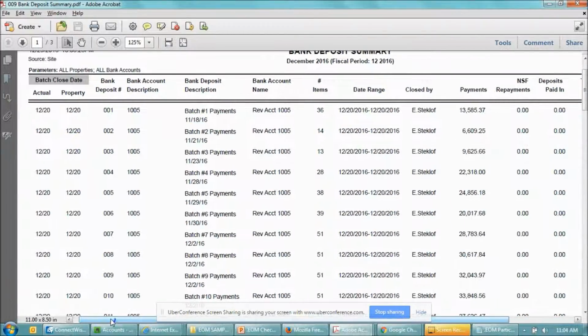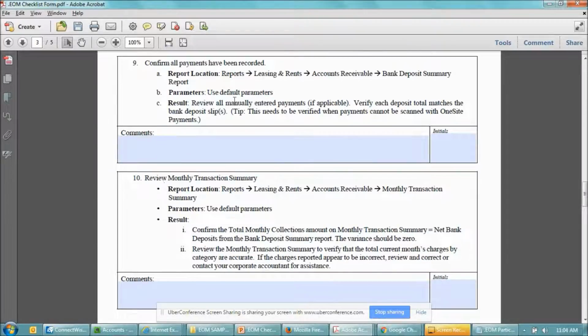What we're looking at here is we want to make sure we review all manually entered payments if applicable. Manually entered payments may occur if for a particular reason a check won't scan. We've tried, we can't get it into the scanner, or it is failing for one reason or the other, or money orders. Money orders can be scanned, but you may have an instance where, gosh, I just had it happen the other day.